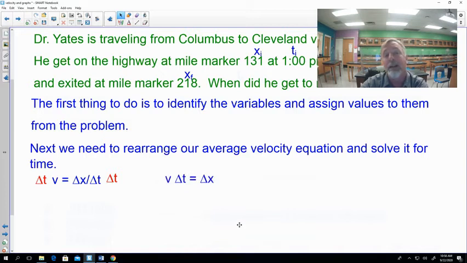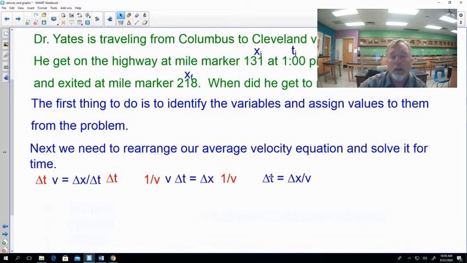That gives us V delta T equals delta X. Okay, simple enough. But we still don't have our delta T by itself. What's happening? It's being multiplied by V. So how do we undo that? What's the opposite of multiplying? The opposite of multiplying is dividing. So we're going to divide by V to get rid of the V. Got to do the same thing to the other side. What does that leave us for our problem? Delta T equals delta X over V.